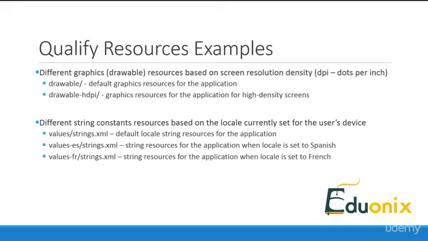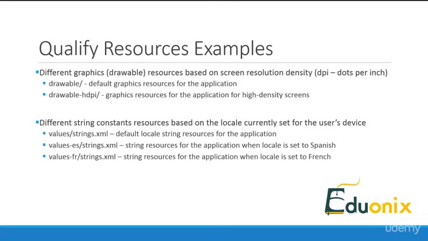We can store our default drawables in our drawable folder in our resources directory, and store the higher resolution assets in the drawable-hdpi folder of our resources directory. At runtime, Android will use the resources based on the screen resolution configuration of the current device.